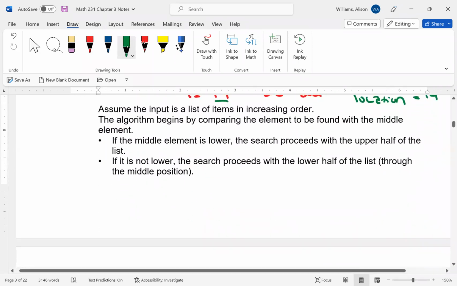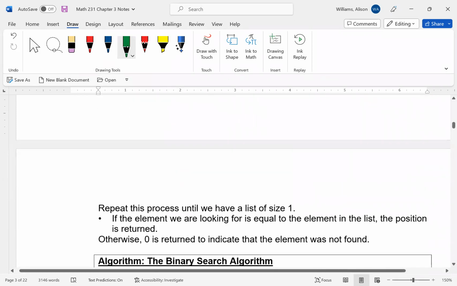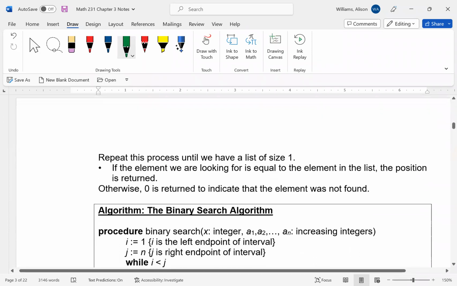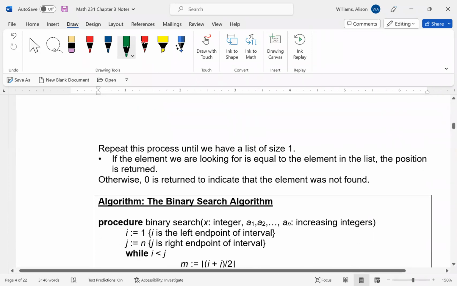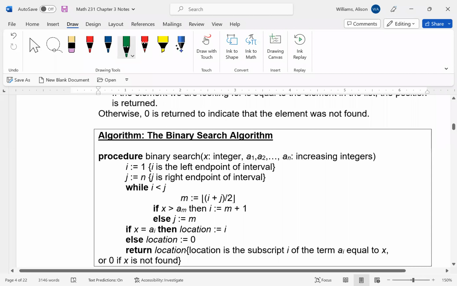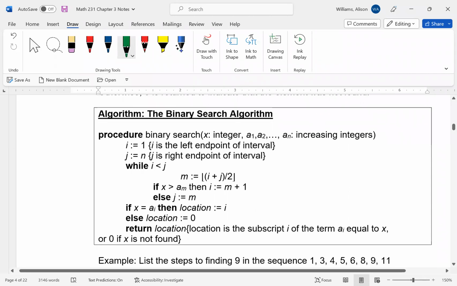If the middle element is lower, so they split the list in two. If the middle element is lower, and they're referring to the middle on the first list, if that's lower, proceed to the upper half of the list. If it's not lower, then work with the lower half, split it in half and keep going. Repeat this process until we have a list of size 1. If the element we're looking for is equal to the element in the list, the position is returned. Otherwise, it's 0.